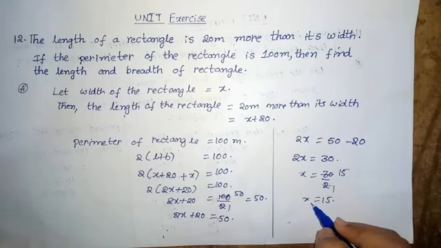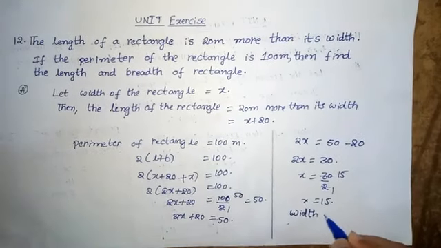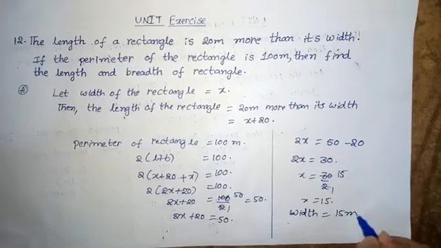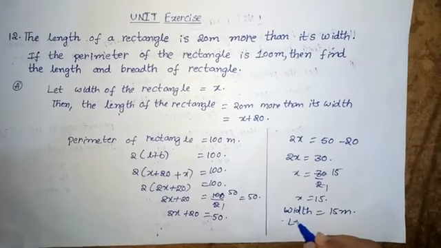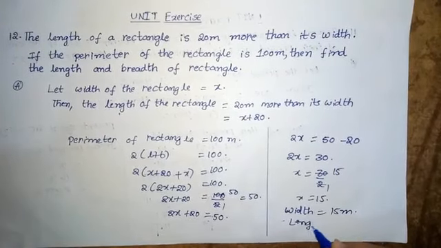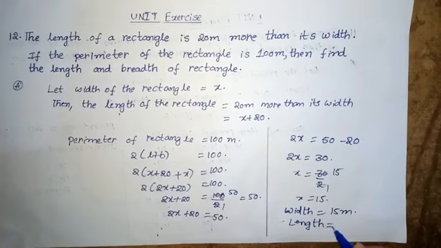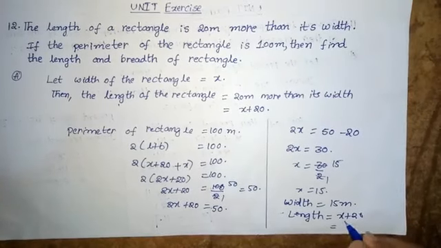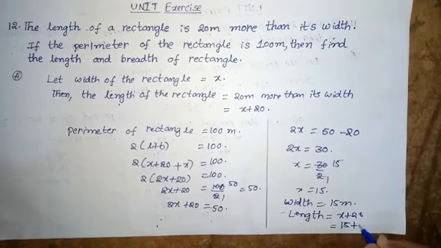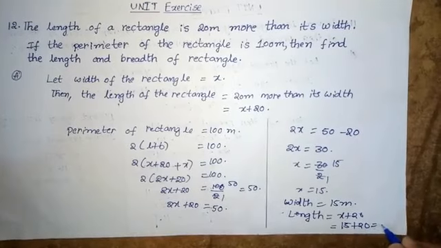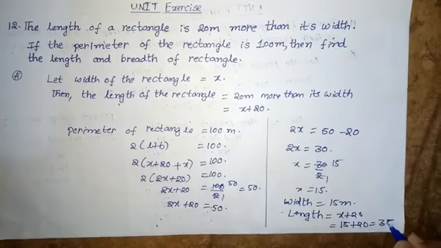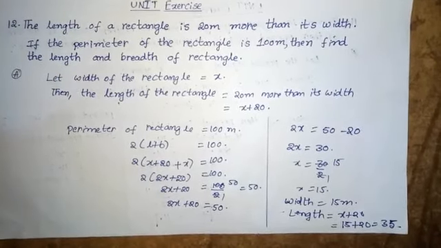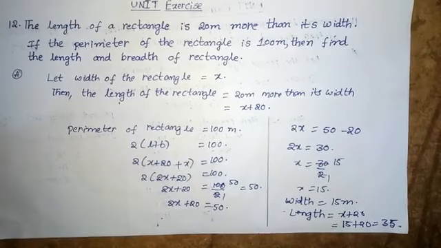So here x is nothing but the width of the rectangle. Width equal to 15 meters. Length is equal to x plus 20. The x value is 15, so 15 plus 20 is equal to 35. So length equal to 35. So this is the solution for the 12th problem.